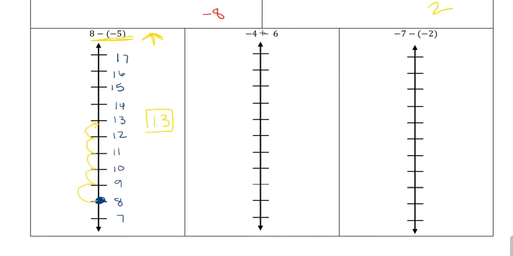Okay, same thing here. I'm going to try and figure this out before I put my numbers on. So I have a minus 6. With a minus 6, I'm taking away positives. So I need to go not towards the positives, because if I go up 6, that's adding it on. I'm taking it away, so I need to go down 6.